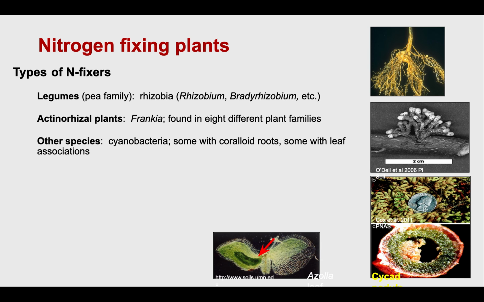So there are different types of nitrogen-fixing plants. Plants that can do it on their own will expend that energy to fix nitrogen. A lot of legumes, like the pea family, have the ability to fix nitrogen. These actinorhizal plants also have the ability to fix nitrogen. And then some other species, such as cyanobacteria, can also fix nitrogen in some cases.